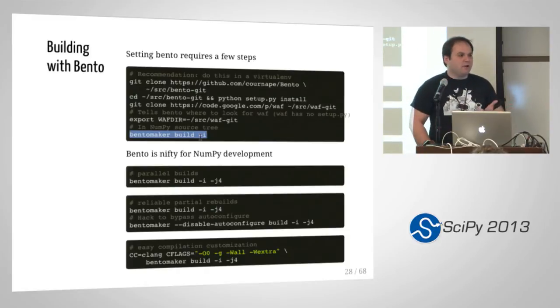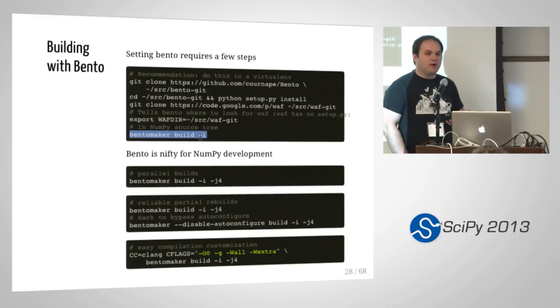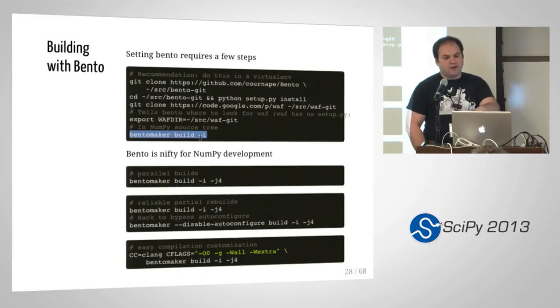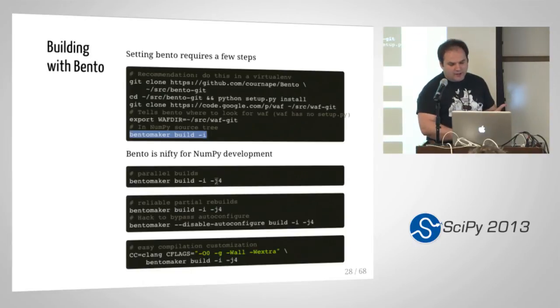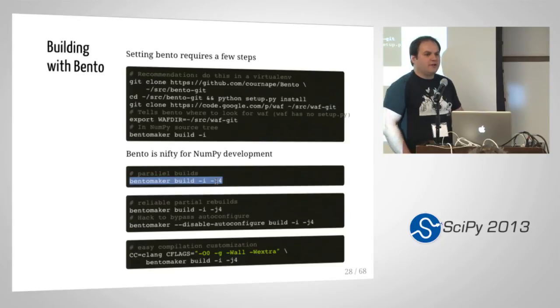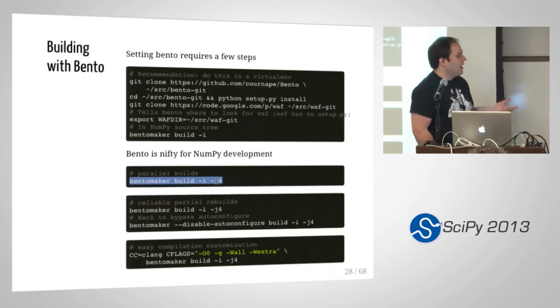So one of the reasons is first, Bento supports parallel build. So if you have 8 cores, I have 8 cores on this machine, then you can just say, okay, I want to build with, here with 4 cores, just like the make option -j4, I build with 4 cores in parallel.